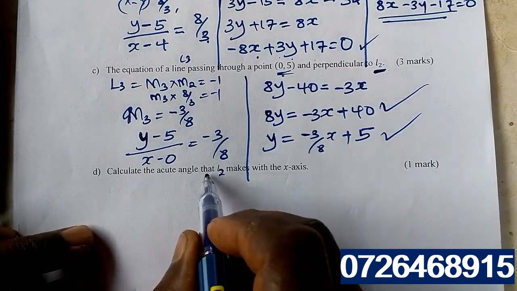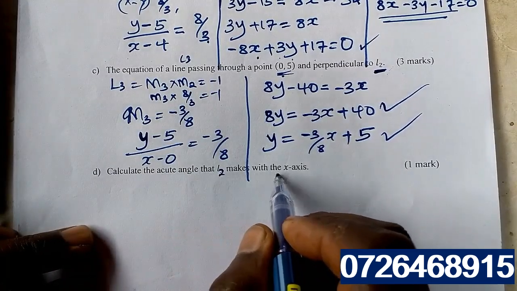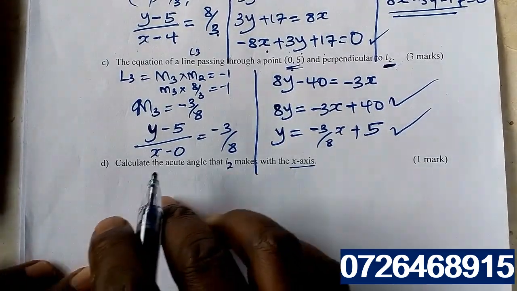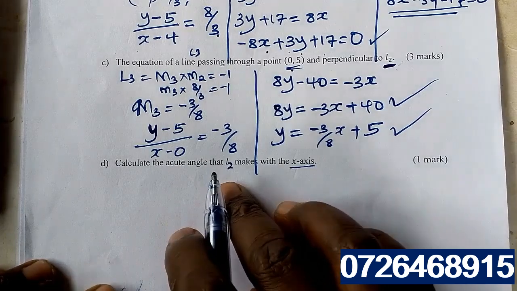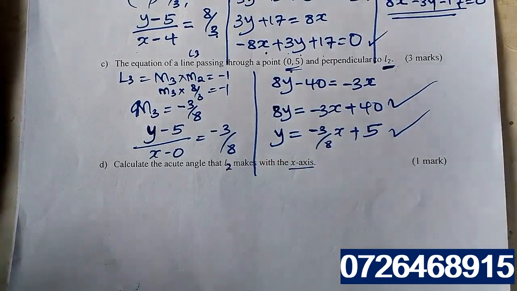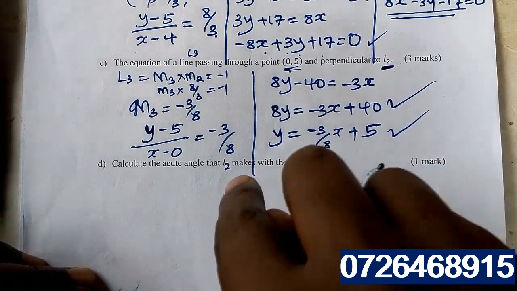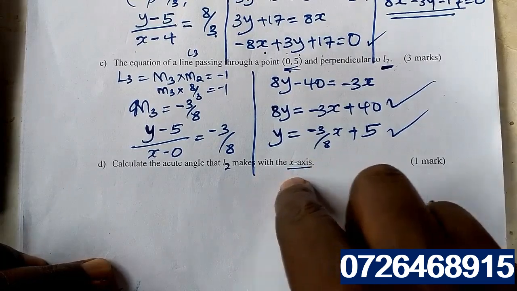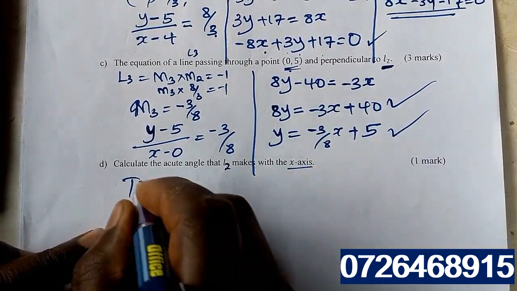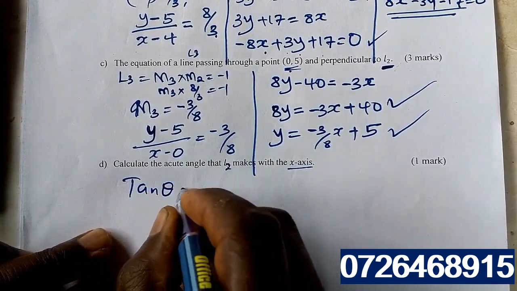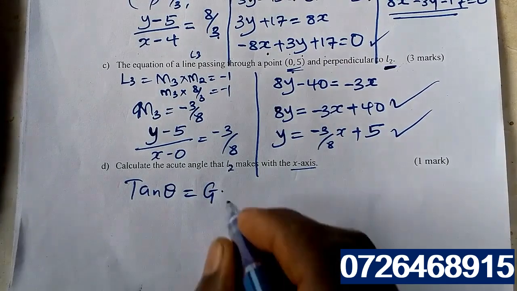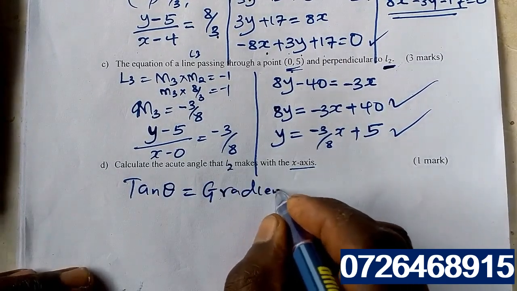Calculate the acute angle that L2 makes with the x-axis, the acute angle. Anytime you are asked to calculate the acute angle of a line, get the gradient of that line. Once you get the gradient of that line, you should know that tan theta is equal to the gradient. Sawa sawa. Hiyo ndio formula.